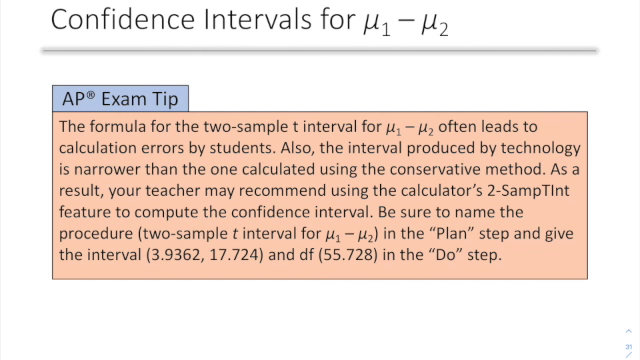The formula for the two-sample t-interval for the difference of means often leads to calculation errors by students. Also, the interval produced by technology is narrower. So when you're using your calculator, we have a narrower confidence interval than the one calculated using the conservative method, which is going by hand and using your table. As a result, your teacher may recommend using the calculator's two-sample t-interval feature to compute the confidence interval. It does not really matter which one you use, just make sure you're consistent. If you are using your calculator, be sure that you name the procedure, two-sample t-interval for the difference of means. Then you give the interval and the degrees of freedom.